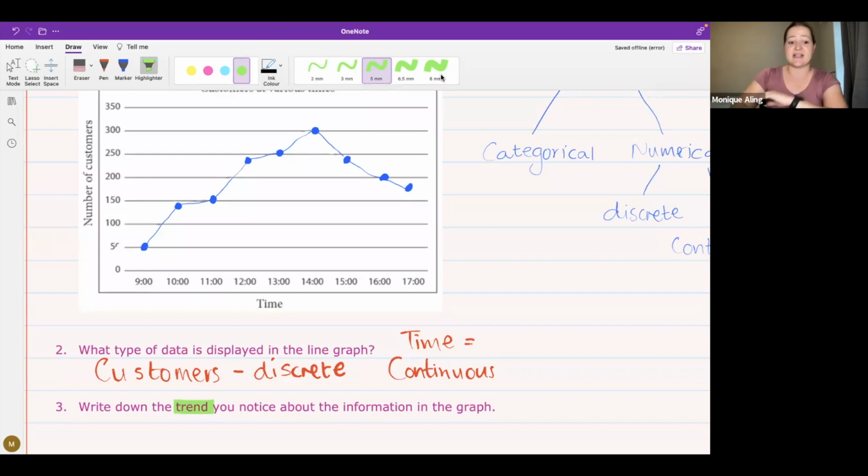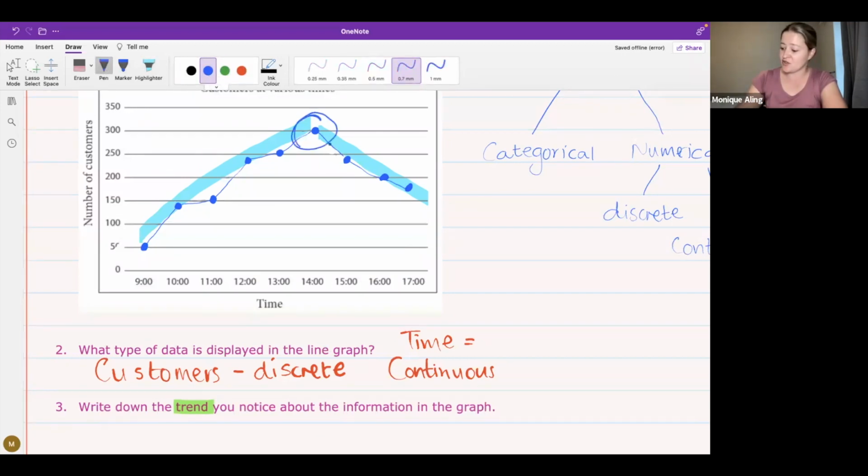Okay, so that's exactly it. We can say from 9 till 2, it is increasing, but from 2 till 5, it starts to decrease. Or the number of customers is increasing from 9 till 2 o'clock. But once it hits 2 o'clock, the number of customers starts to decrease until the end of the day. You can also mention that at 2 o'clock is when the shop has its most customers. That is the busiest time of the day. You can also say that the quietest time of the day is at 9 o'clock in the morning.